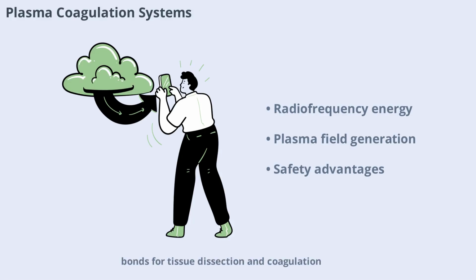The system works in bipolar mode, avoiding the risk of burns and cardiac pacemaker problems associated with monopolar mode. Tissue temperature ranges from 40-70 degrees C, sufficient for cutting and coagulation. The absence of return current enhances safety, making plasma coagulation a valuable tool in modern oral surgery.